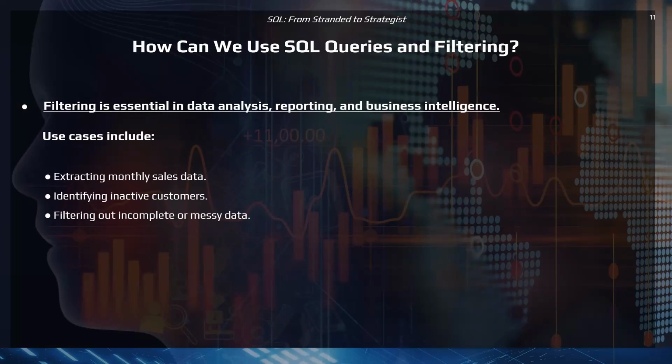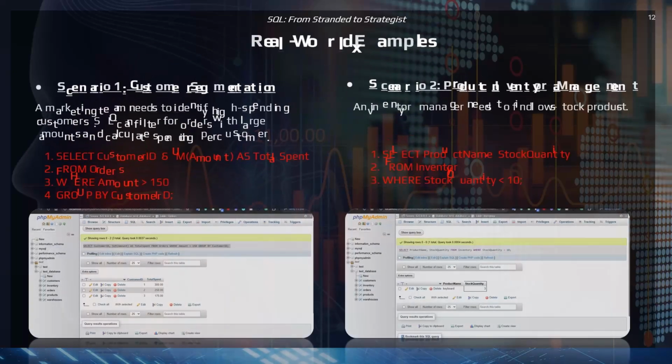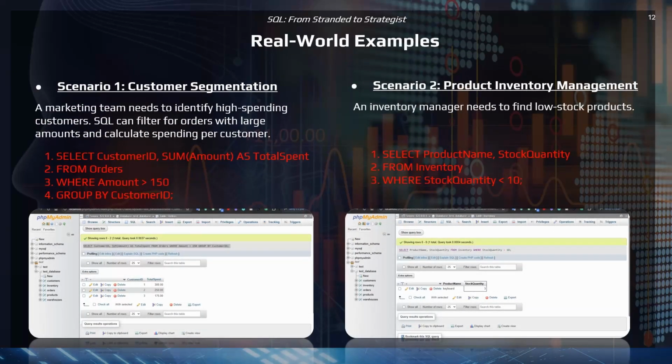Filtering is essential in data analysis, reporting, and business intelligence. Use cases include extracting monthly sales data, identifying inactive customers, and filtering out incomplete or messy data. Let's look at a few real-world examples.